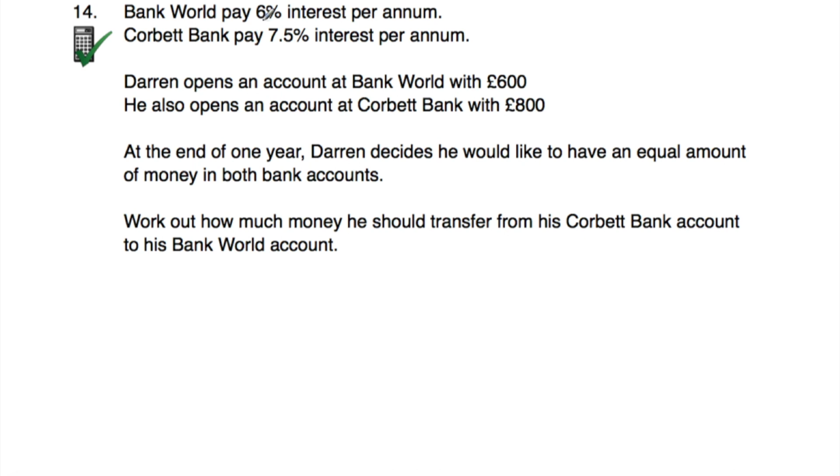So we're told that Bankworld pays 6% interest per annum, so they pay 6% interest on savings. And Corporate Bank pay more, obviously, they pay 7.5% interest per annum.